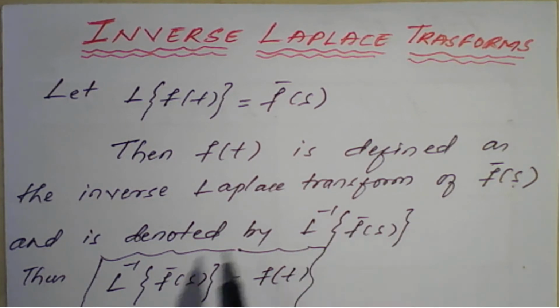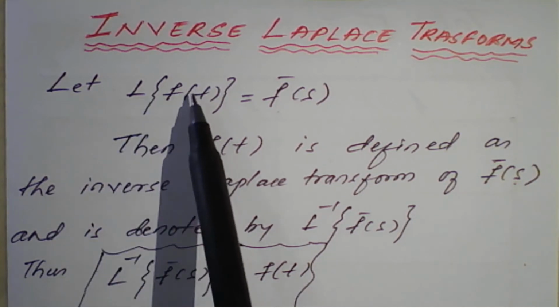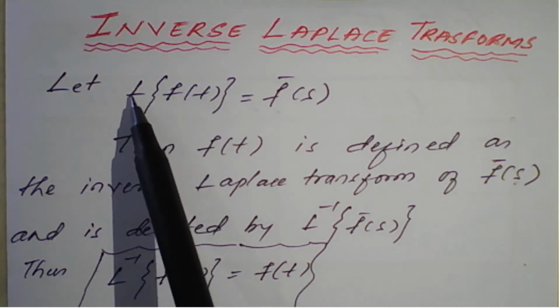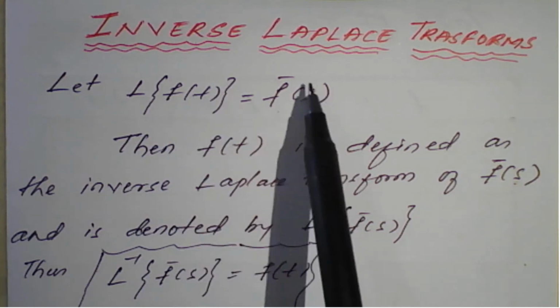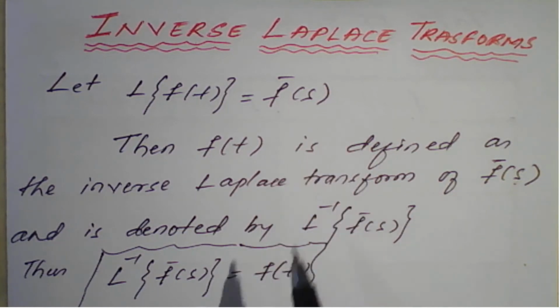If L inverse of F dash of s, then we are going to get f of t. So remember, if you apply Laplace transform to the given function of t, we'll get the answer in terms of s, as we have seen in the Laplace transform. From now onwards, if you apply inverse Laplace transform to the given function of s, we'll get the answer in terms of t. So this conversion from s to t is called the inverse Laplace transform.